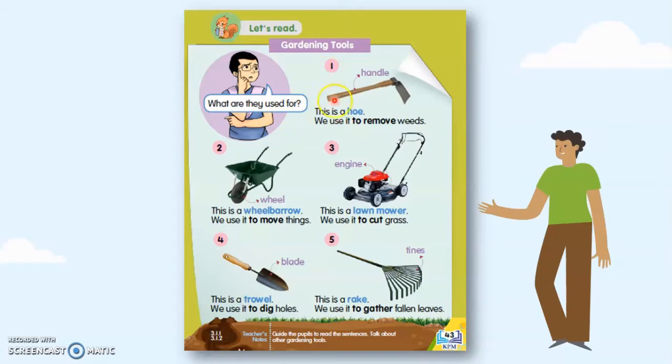Number 1. This is a hoe. We use it to remove weeds.